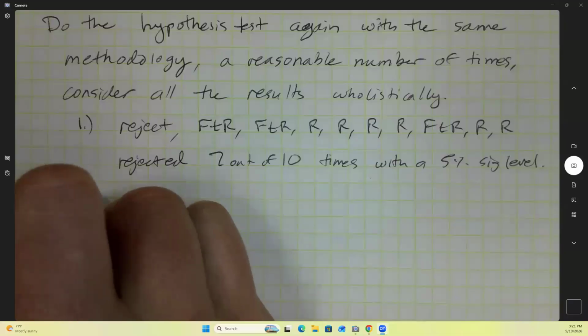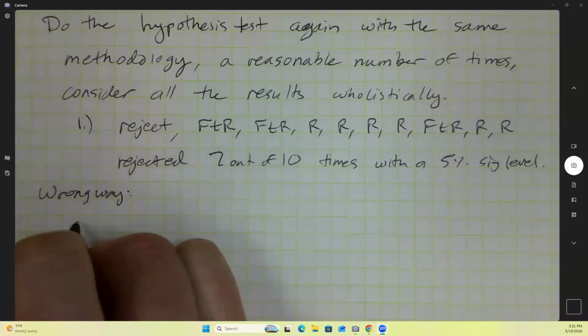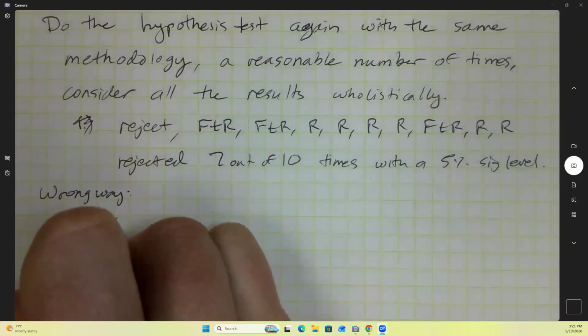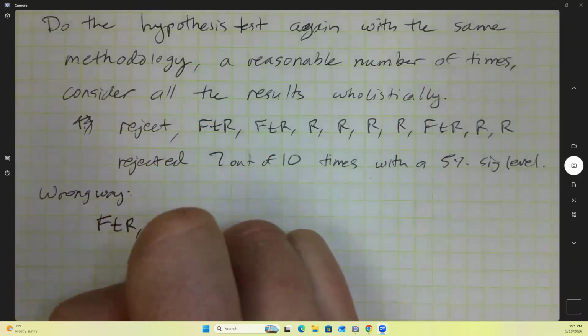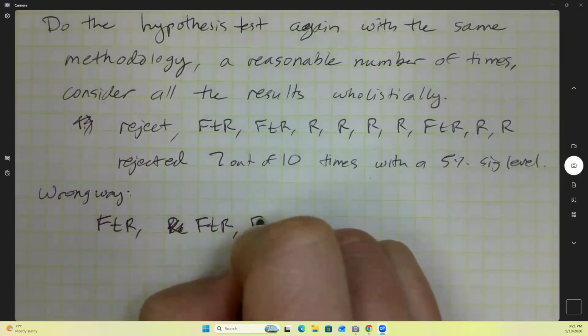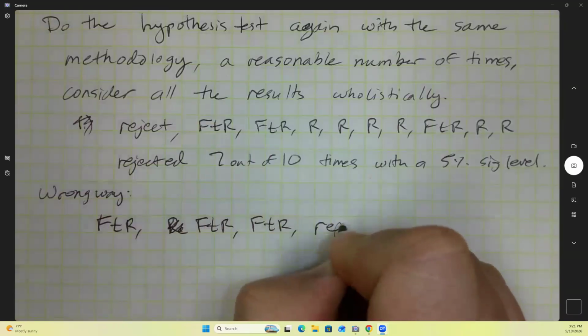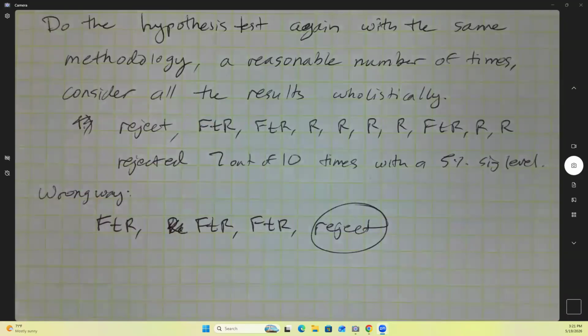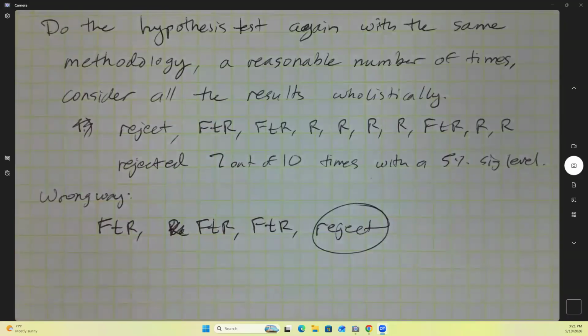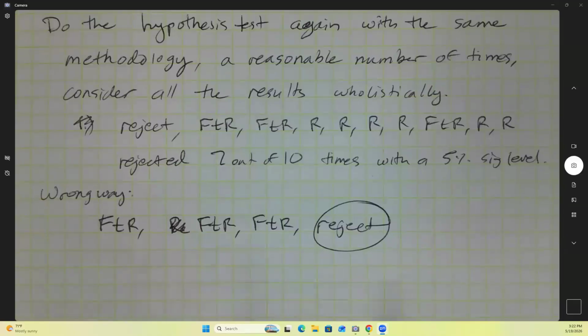The wrong way to do it is this. Suppose we do it once and we fail to reject. And so we do it again and we fail to reject, and we do it again and we fail to reject, and then we do it again and we reject and we republish that result. And this is super dishonest statistics, and it still happens. You can't just do your test until you get the result you want and only look at the result you want. If you're going to do it 4 times, you've got to look at all 4 results. And this doesn't happen a lot.